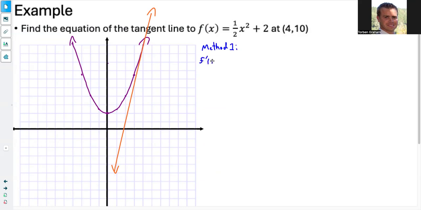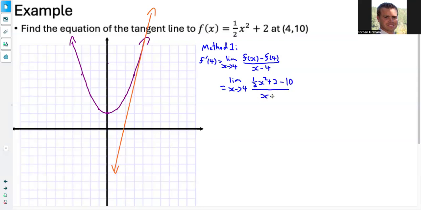So if we're looking for our slope at 4, because we're going to need our slope to get the equation of our tangent line, that's going to equal our limit as x approaches 4 of f of x minus f of 4 over x minus 4. Now in the next step, we're going to put in our equation for f of x. So we have the limit as x approaches 4 of 1 half x squared plus 2 minus f of 4. We know at 4, our y value is 10, so we've got minus 10 over x minus 4.